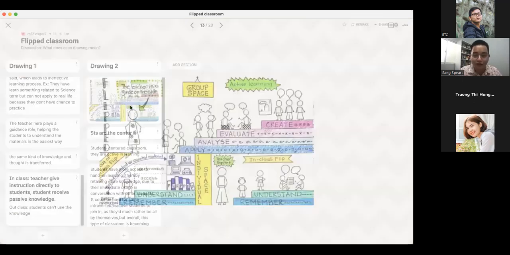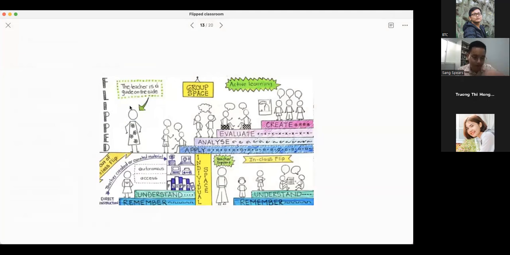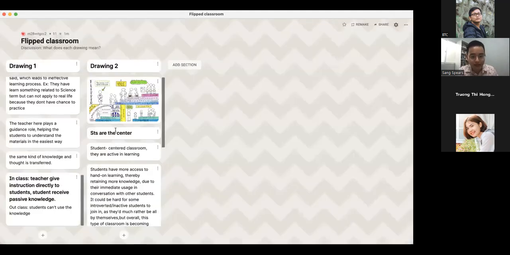Okay, and this is drawing number 2. We can see the teacher is a guy on the side, and then students, some of them take on a further step with group space. We also see the lower part without class flip, with direct instruction turning into created material, and understand, remember something like here, and in individual space in class flip for remember, understand. Okay, so let's see what you say.